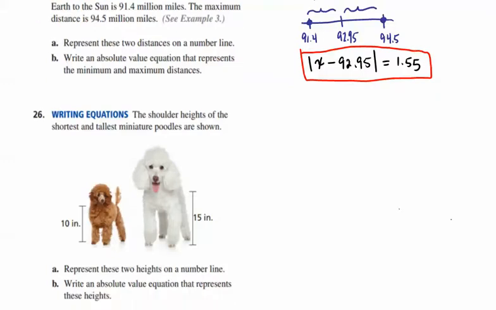Okay, in problem 26, the shoulder heights of the shortest and tallest miniature poodles are shown. We have 10 inches, 15 inches. Same thing, we want to represent these two heights on a number line. So we go ahead and draw our number line. We have 10 inches and 15 inches.